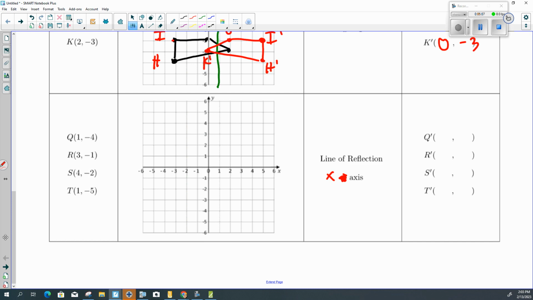Good, so 1, -4. 3, -1. 4, -2. 1, -5. This is a hot dog? This looks like nothing to me.